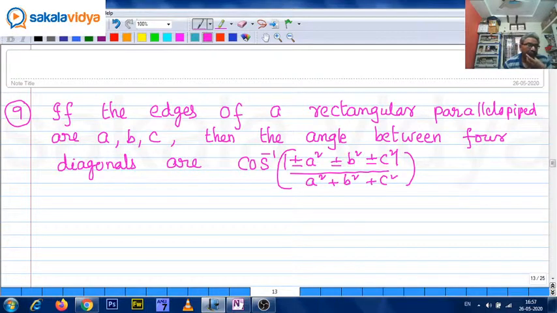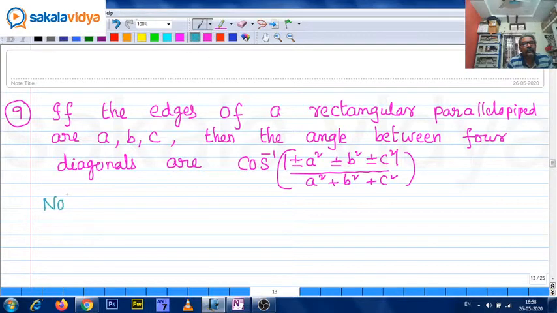Here one important thing we need to remember: in plus or minus a square plus or minus b square plus or minus c square, we need not take plus minus at a time. That means in the numerator all three signs are either positive or negative. We should not consider mixed signs. You remember, that's a very important note.